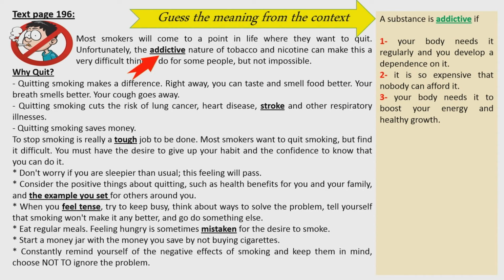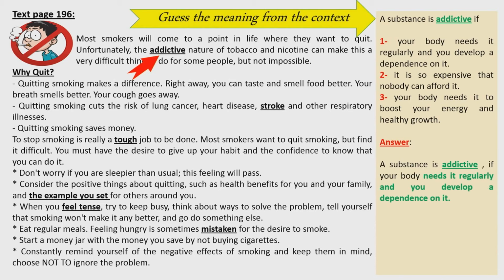Yes, I think that you got this one. A substance is addictive if your body needs it regularly and you develop a dependence on it. Addictive is the adjective form. The noun is addiction, and for a person we say an addict.